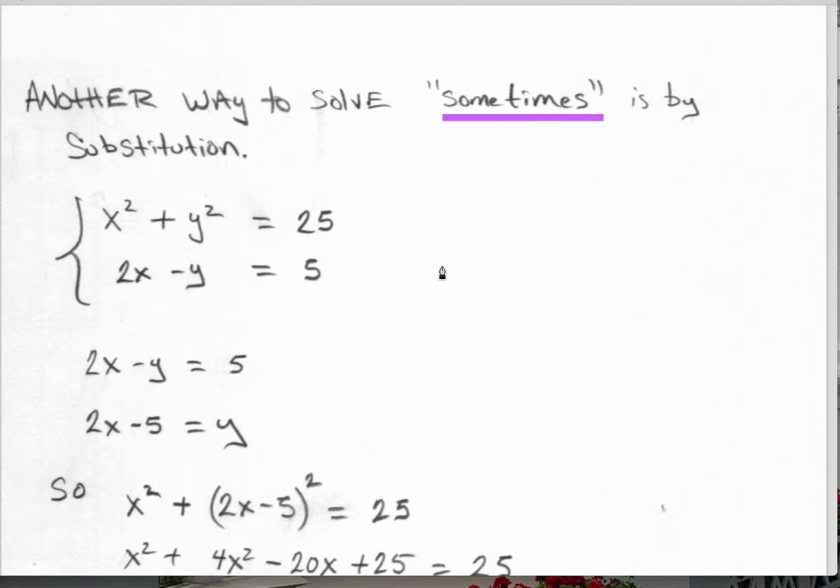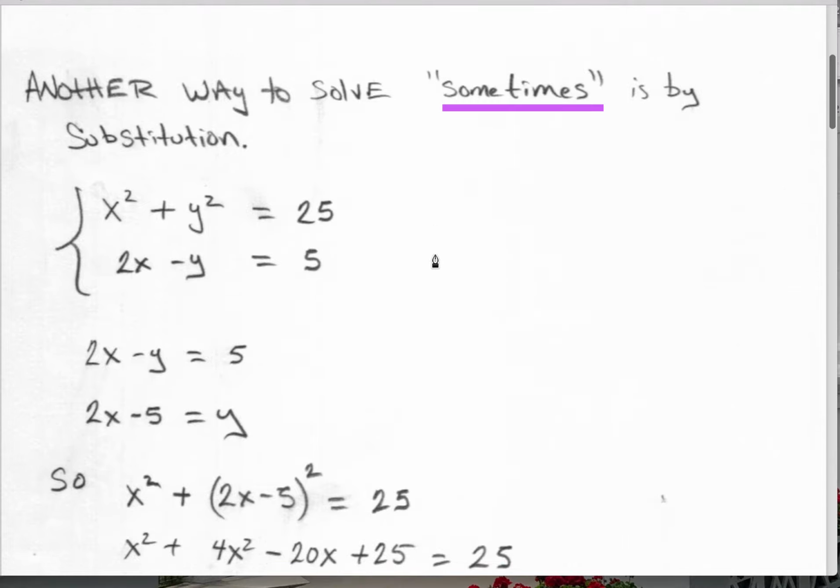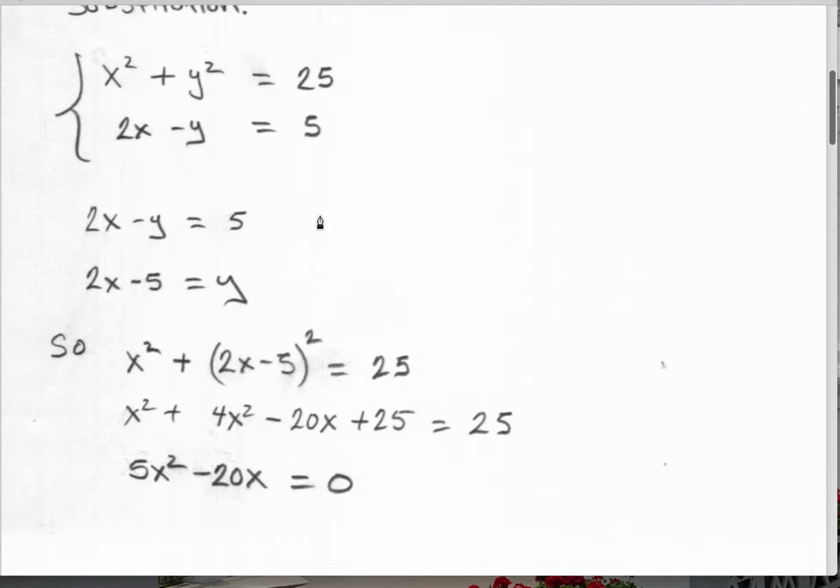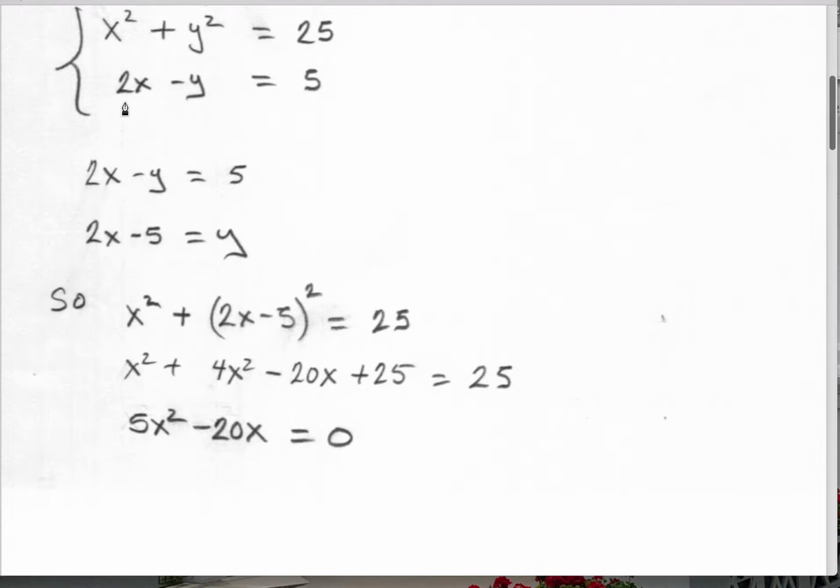So one way to solve is by substitution. This is the same problem as I had before: x squared plus y squared equals 25, the circle, and 2x minus y equals 5. What I did is I took this bottom equation, 2x minus y equals 5, and I solved that for y.